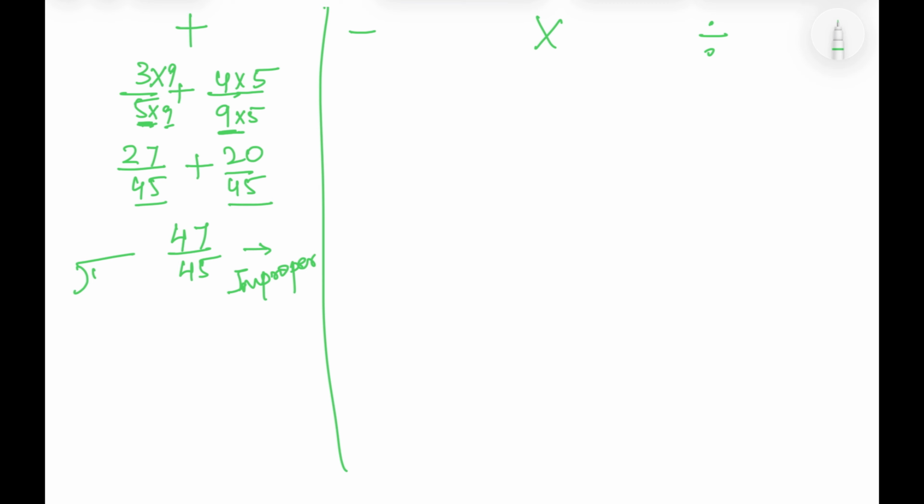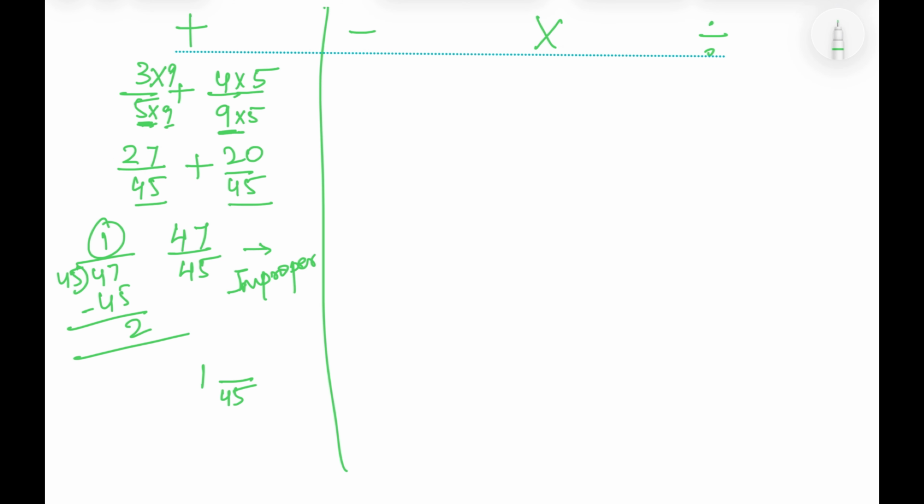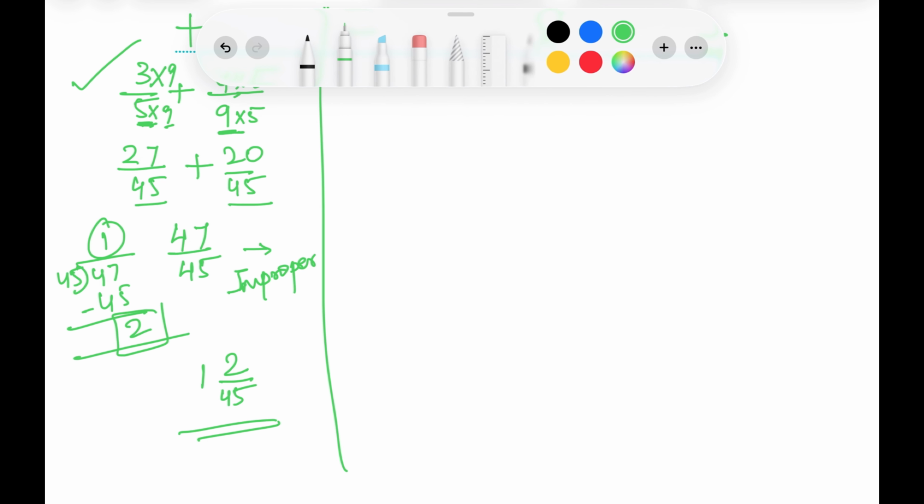We simply divide. So 45 ones are 45 and what is the remainder? 2. As I told you, the denominator does not change. It is 45. The quotient is the whole number. We write it in the place of the whole number. And the remainder is the numerator. So this is the answer for this addition. Now next we will do the subtraction part.